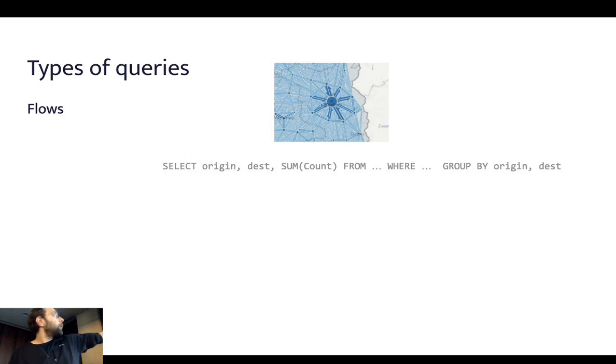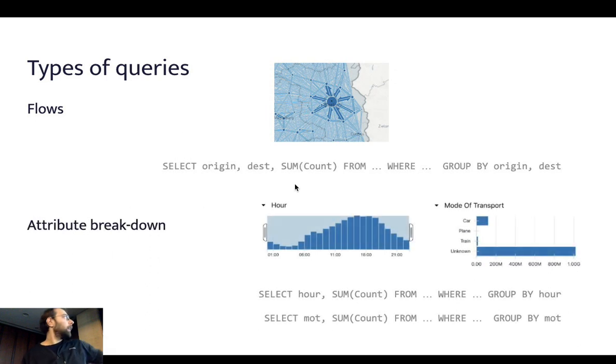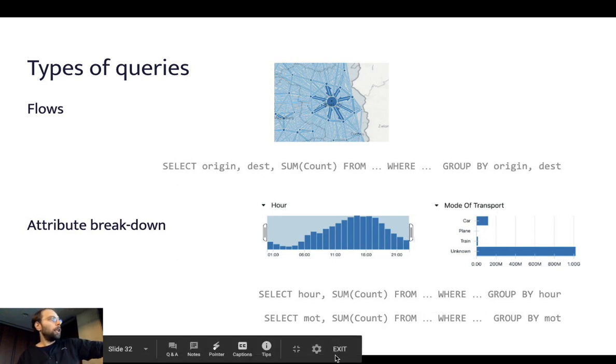So the two types of queries which we use in our dashboard: one is flow, to get the aggregated flow counts. In SQL it can be expressed like this. We group by origin and destination and sum all the counts. And another is attribute breakdown, to make these histograms or category bar charts for attributes. We group by one of the attributes and sum all of the counts for those attributes.